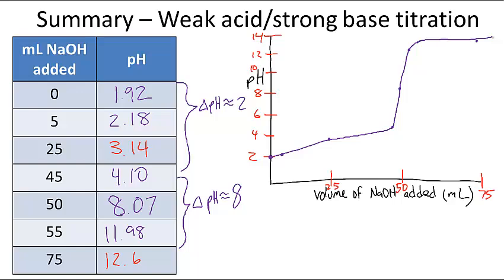This is what we call a titration curve. So a titration curve plots pH versus volume of titrant added. And they generally have this shape. And we just did all the math to show why they have this shape. All right.